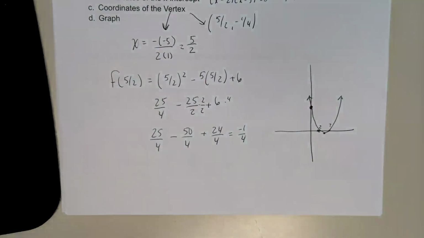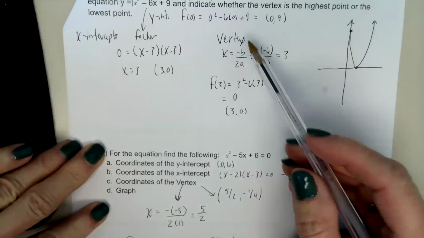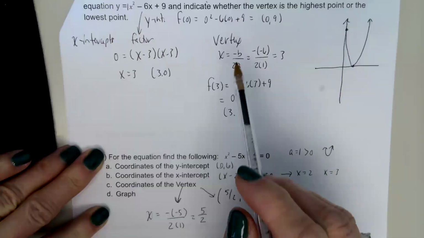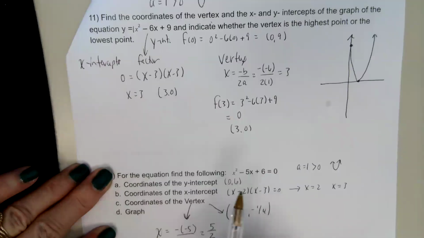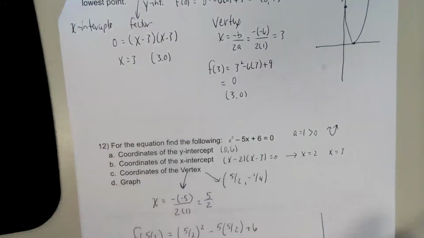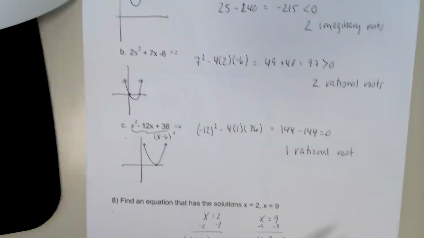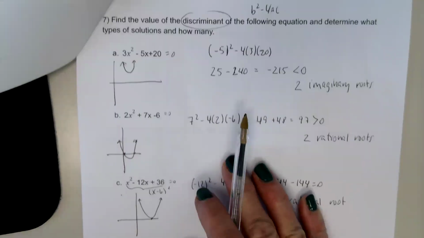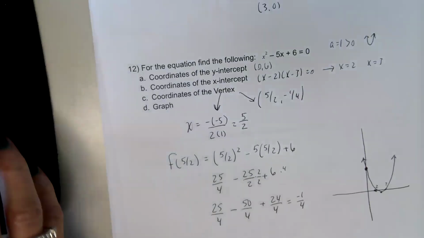So you should be able to factor, you should be able to use the quadratic equation, you should be able to use the vertex formula to find the vertex with negative b over 2a, like we did here. You should be able to do a graph with these things. You should be able to find an equation given a solution, like we did on 8 and 9. Then you should be able to use your discriminant to let me know what types of solutions and how many. And I hope you have a great end of your semester.